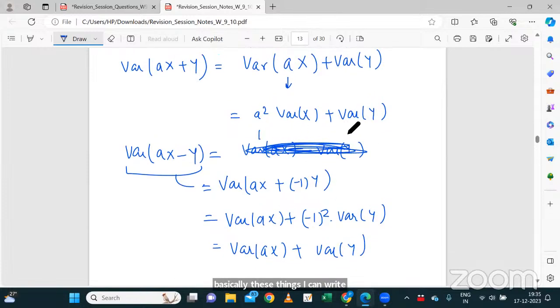So this is not a correct way to think about it. See, minus 1 is one of the constants, right? What do you mean by minus 1? That means I can simply say there is a minus 1 multiplied with Y, right? Yes or no? Correct.